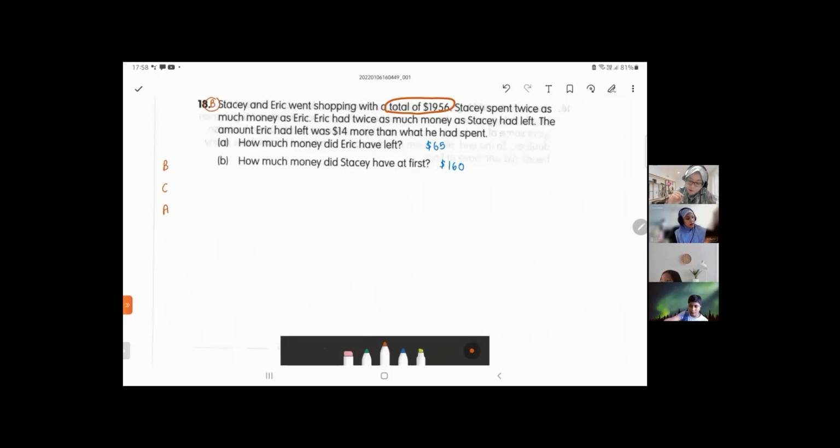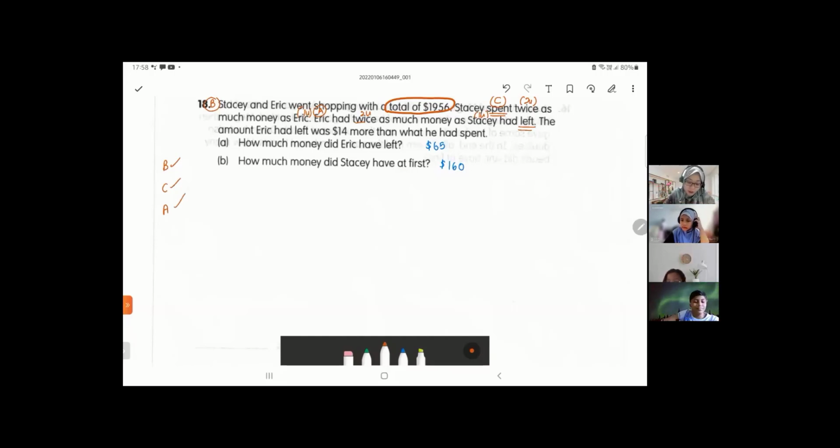Okay. And we are going to zoom into where the BCAs are in the question. Stacy spent. When you see the word spend, this is a change. So Stacy spent twice as much money as Eric. Twice means 2 units. Eric spent 1 unit. Okay, this is my change. Then I have my before, I have my change, my after. Eric had twice as much money as Stacy had left. This is my after, starting from Eric here. Eric has twice as much as Stacy had left, right? So I have all this information, right? The BCA is there already.